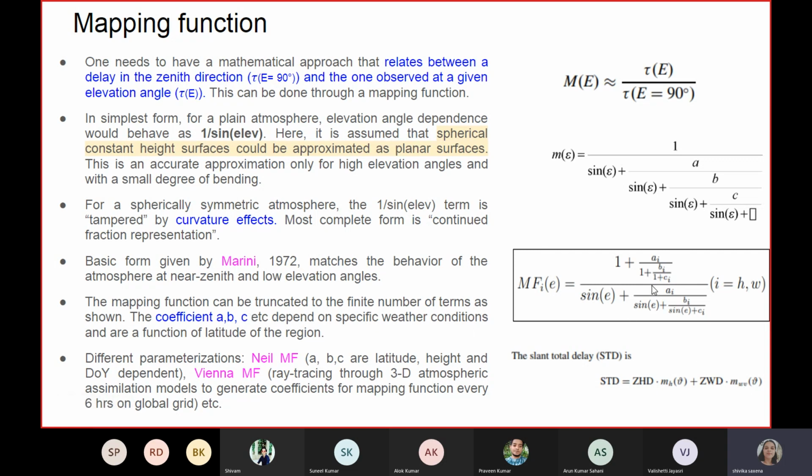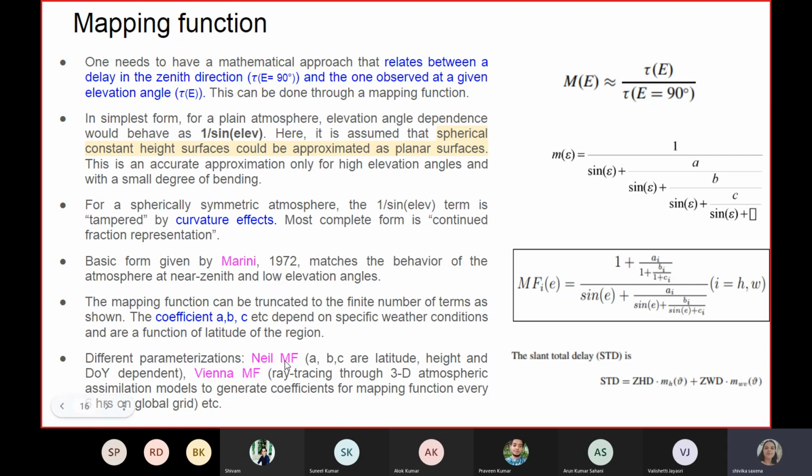So coefficients a, b, and c take care of the region where the mapping function is being calculated, as well as the time of the year. So these are dependent on specific weather conditions and are a function of the latitude of the region, height, as well as day of the year. Okay, so there are different types of parameterization for mapping functions.